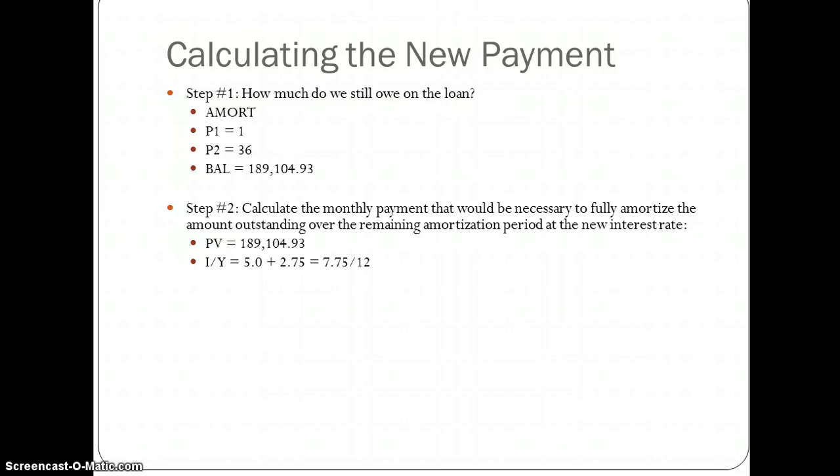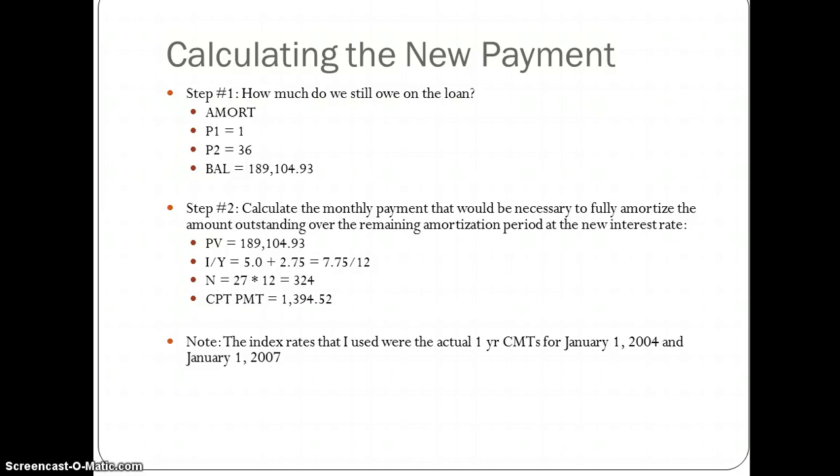The interest rate is the new value of the index rate, which is 5%, plus the 275 basis point margin, which gives us an annual interest rate of 7.75. We divide that by 12, hit equals, and enter it as our interest per year. We started with 30-year amortization. We've made 36 payments, so we have 324 remaining payments on this loan. Compute payment, and we see that our payment is going to rise to $1,394.52.